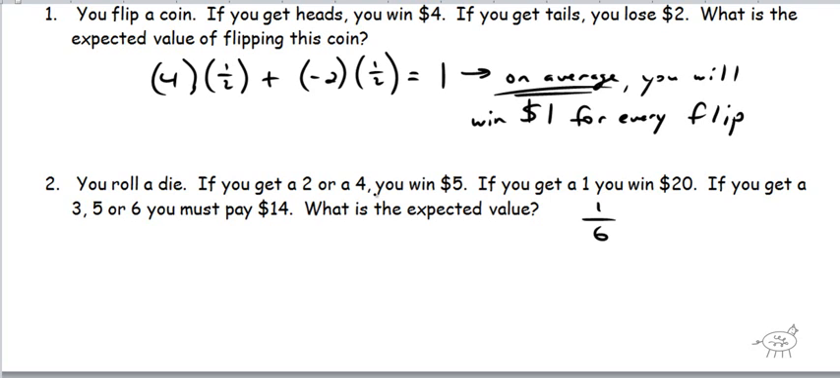If you get a 2 or 4, you win $5. So I win $5, and a 2 or a 4, that means it's 2 out of 6, right? And the next one, if I get a 1, I win $20. So I win $20 if I get a 1, which is 1/6.